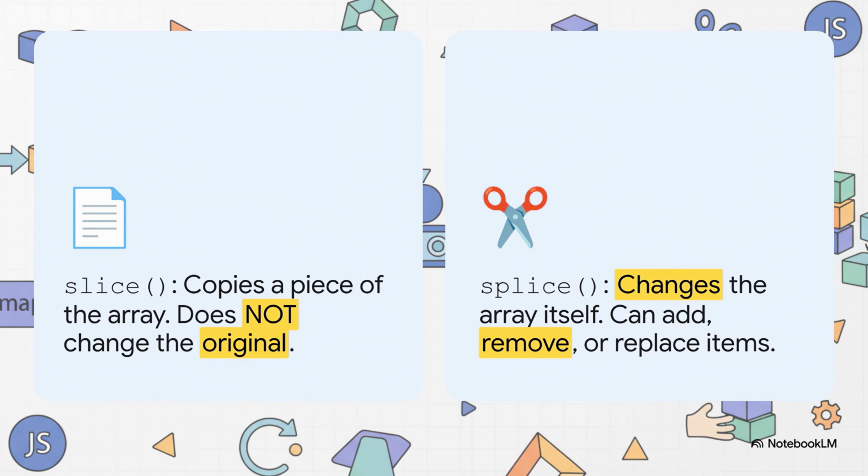Slice is the safe one. It just takes a copy of a section, leaving your original data completely untouched. Splice, on the other hand, is a bit of a brute. It directly changes or mutates the original array. It can add, remove, or replace items right in place. So, the big takeaway? Be super careful with splice.